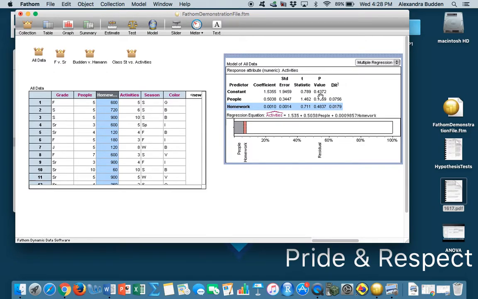What's really important here is the p-values. So they're similar to before. If your p-value is bigger than 0.05, then those are not significant predictors. They don't have a significant relationship to the number of activities that you're involved in, or they don't have a significant prediction on the number of activities. So in this case, you notice that the number of people in your family and the amount of time you spend on homework don't predict very well the number of activities that you're involved in. At the bottom here, you see the equation.